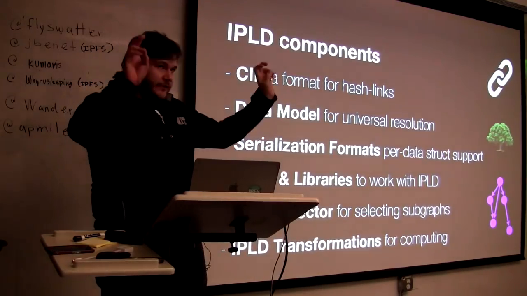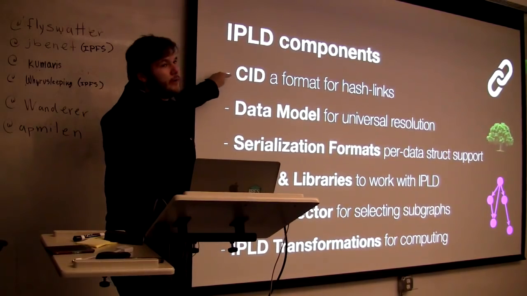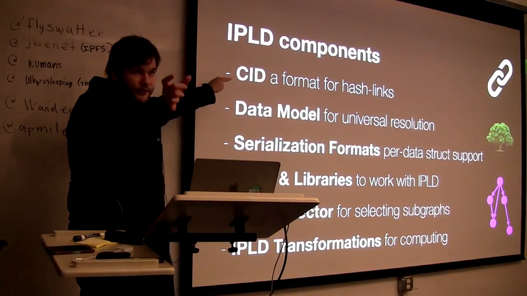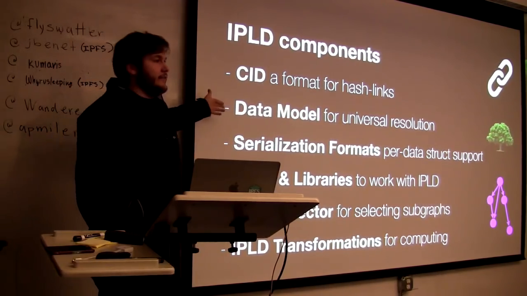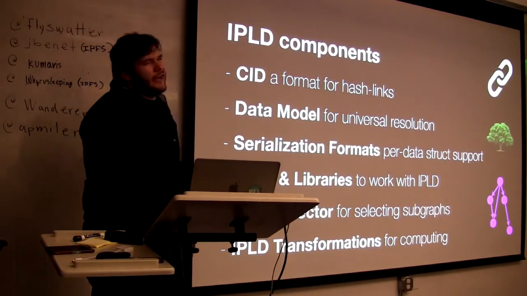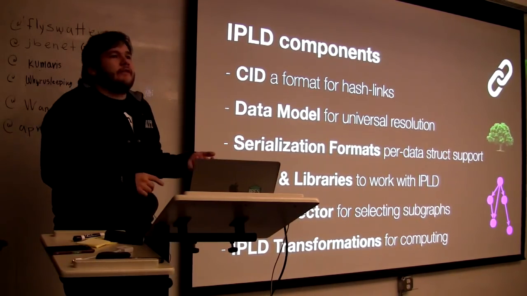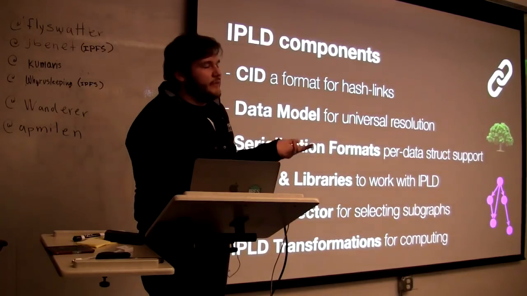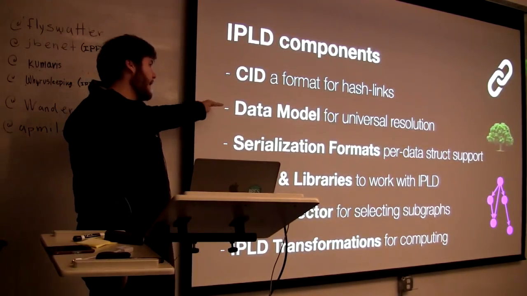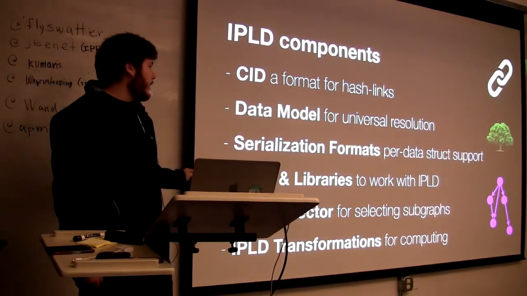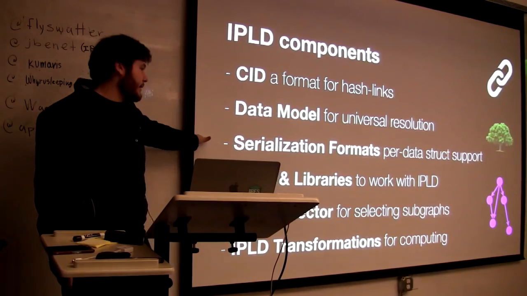The components of the IPLD project are CID, which is a content identifier. I'll talk about it today. It's a format for how you structure the hash links. There's a data model, which you can think of as the JSON data model, or an extended JSON data model, where you basically have strings, integers, floats. I guess JSON doesn't have ints, but it's the very basic things: maps, lists, and so on. And out of that, you build everything else. And then you have, again, those serialization formats I described.